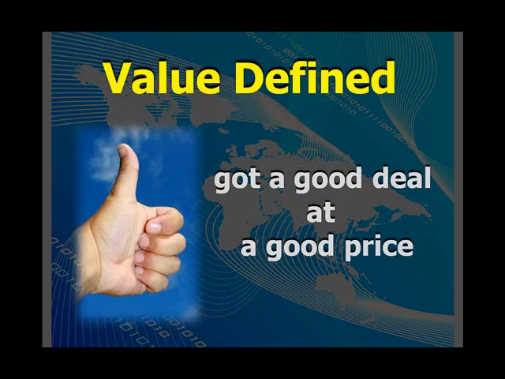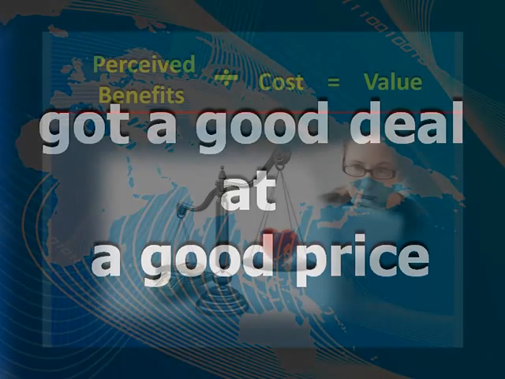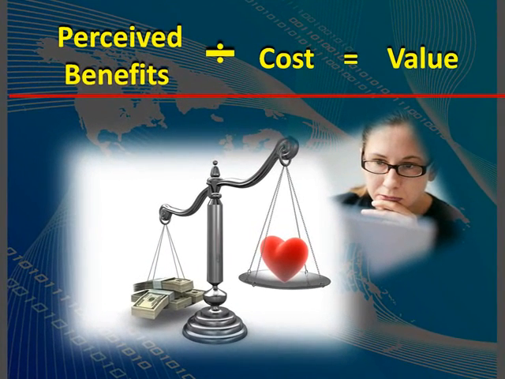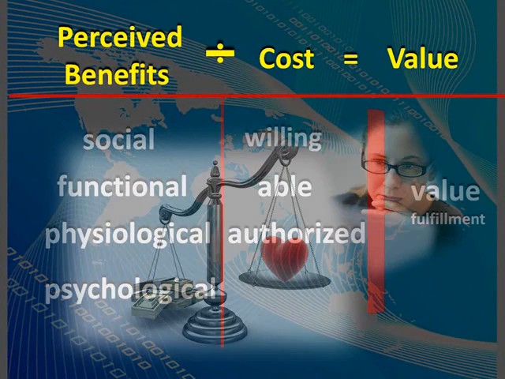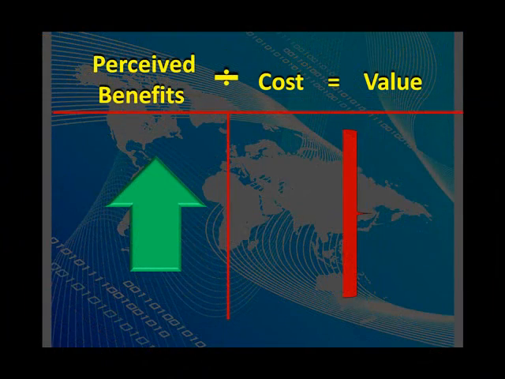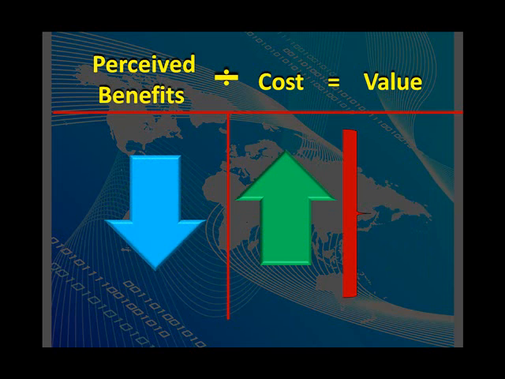In an earlier module, we defined value as feeling like you got a good deal at a good price. We then said it can also be displayed as the perceived benefits relative to the price or cost. Then we delved even deeper by exploring the various elements or ingredients we can use to create value. We finally came to the conclusion that if you get it all right, where the perceived benefits outweigh the cost, you'll have created value fulfillment. If the perceived benefits don't outweigh the cost, then there is no value.